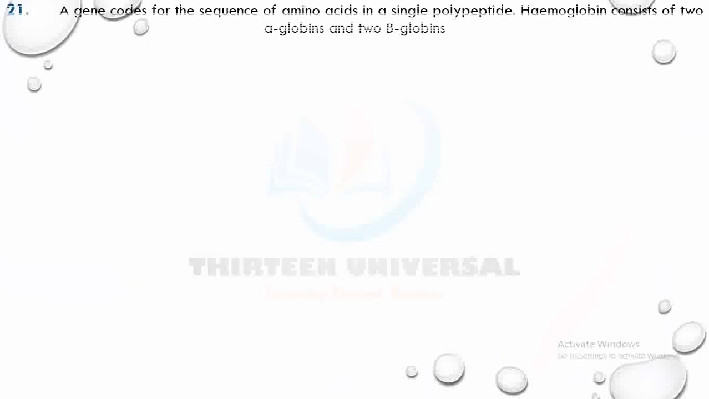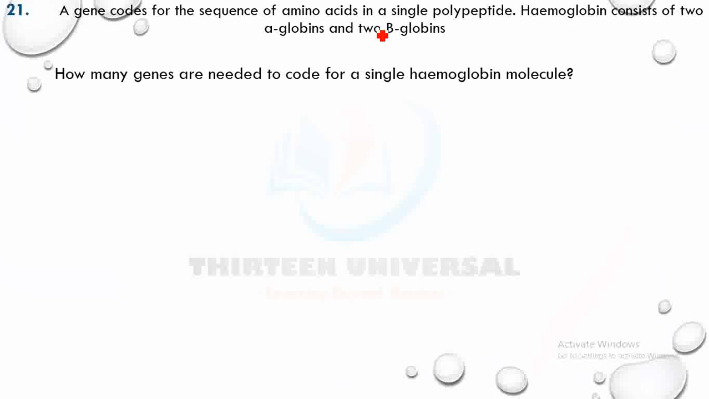Okay. All right. A gene codes for the sequence of amino acids in a single polypeptide. Hemoglobin consists of 2 alpha globin and 2 beta globin. Let's see. How many genes are needed to code for a single hemoglobin molecule? So how many? So pause the video and try it. Remember that a gene codes for the sequence of amino acids in a single polypeptide. So a gene codes for a single polypeptide.